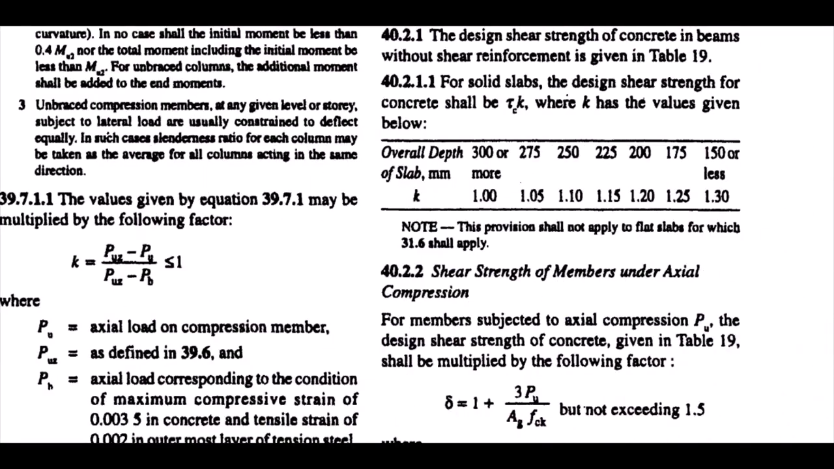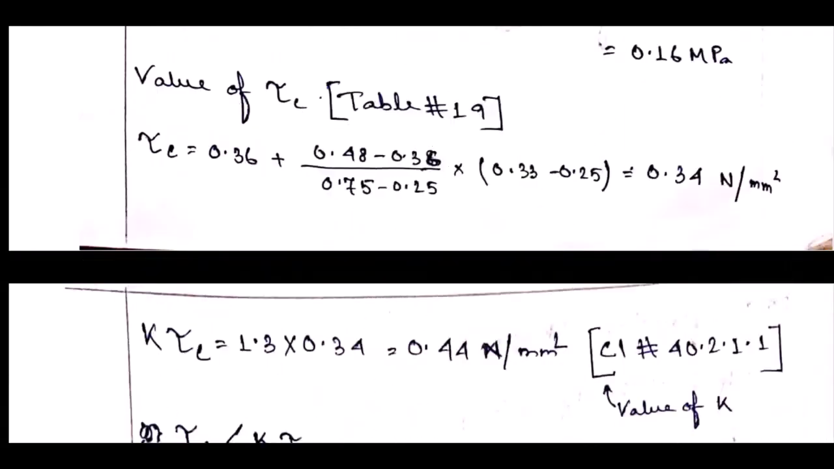Now look, clause number 40.2.1.1 of IS 456 2000, for overall depth. For a solid slab, the design shear strength for concrete shall be tau C into K, where K has the values given. These are the depths: 300 or more, 275, 250, 225, 200, 175 and 150 or less. Our overall depth value is 150, so the K value will be 1.3 for us. Let's check the calculation. K tau C is equal to 1.3 into 0.34, which equals 0.44 Newton per millimeter square or megapascal.